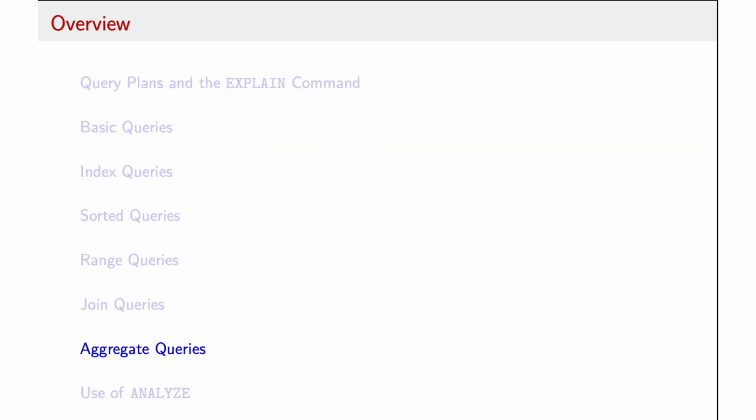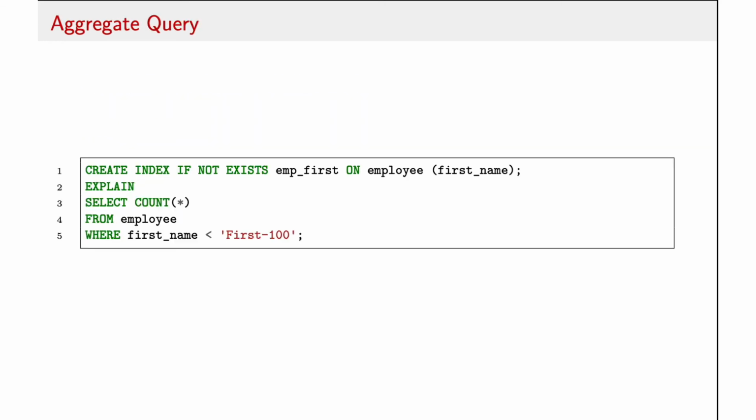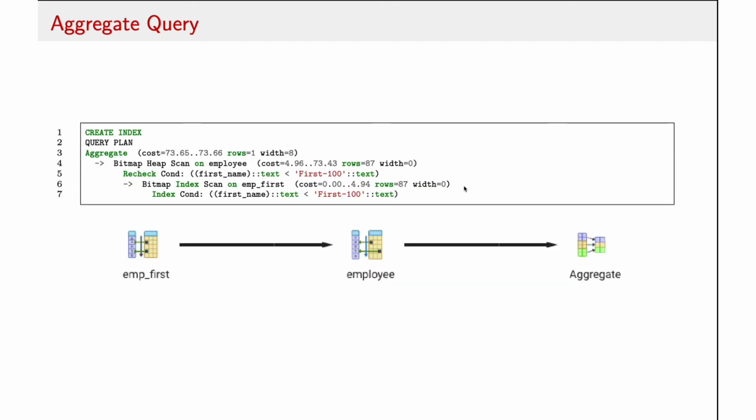Let's look at a query that does aggregation. So here's my query. I'm going to do select count star from employee, where the first name is less than that faked up first name. And I'm also going to have an index in play here, so I'm going to define this index called emp first on the first name field of the employee. So let's take a look at the query plan. Again, we'll start from the inside out.